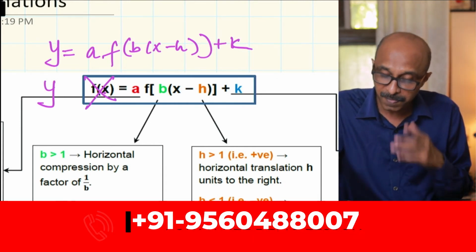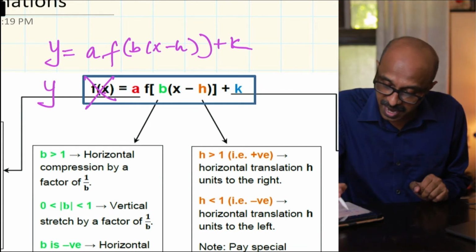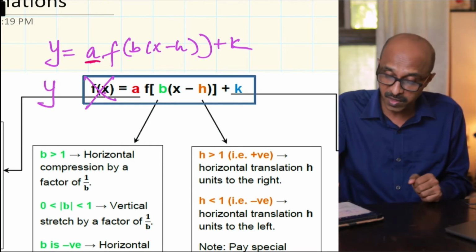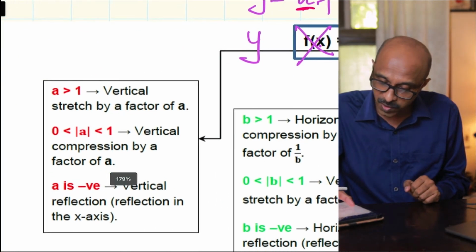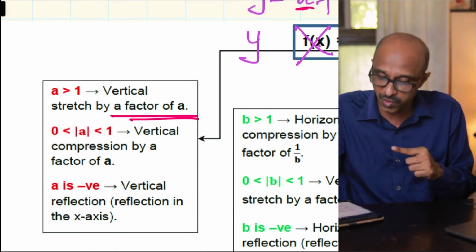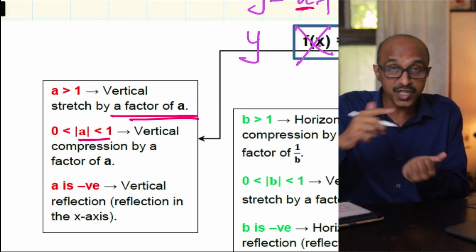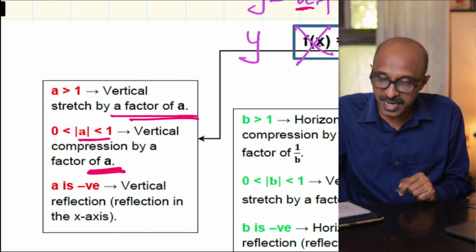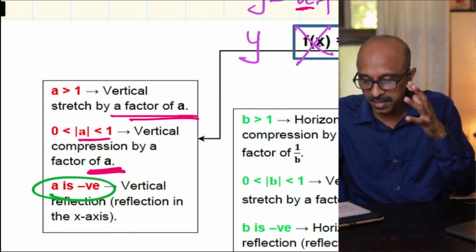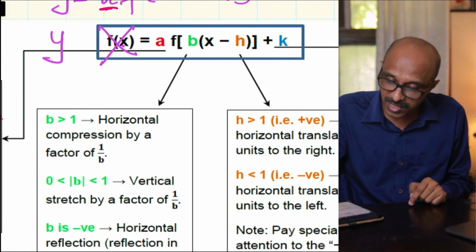So all those different factors that influence the transformation of the graph are presented there. Here we go. A is what's going to give us the stretch factor, the vertical stretch, by a factor of A. In this case, the example that we saw, that was 3. If the absolute value of A is less than 1, it's a vertical compression, but again by a factor of A. The negative, we already saw, takes care of a reflection in the x-axis that we had in this question. It was -3. So that's about A.